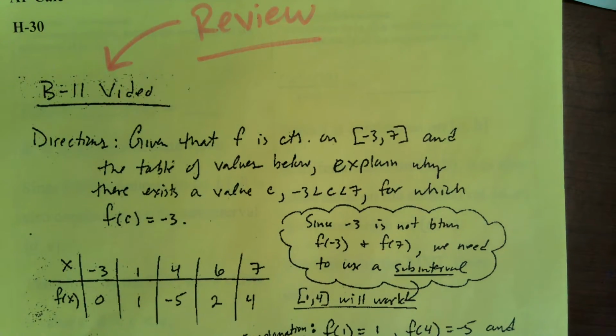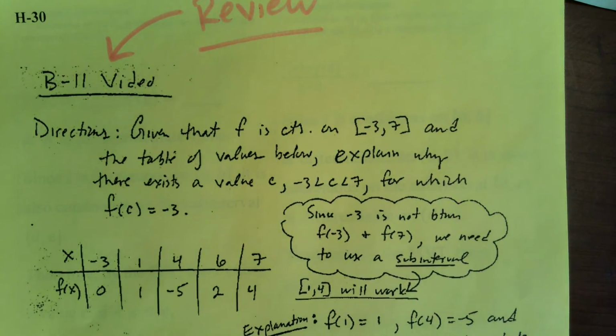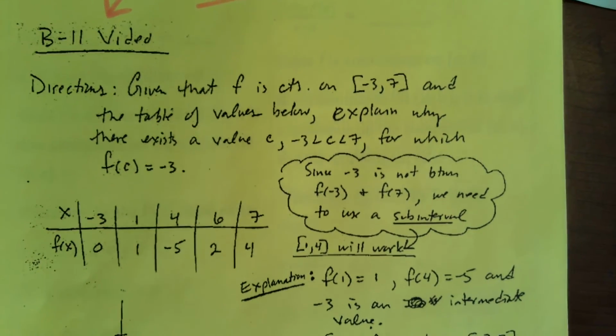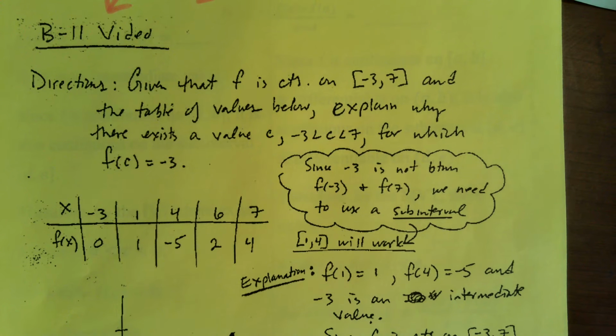The directions were that given that f is continuous on the closed interval [-3, 7] and the table of values below, explain why there exists a value c between -3 and 7 for which f of c equals -3. So not f prime. If it were f prime of c, then we'd be looking at the mean value theorem, which would also require us to be told that f is differentiable on the open interval. But so we know this is the intermediate value theorem.